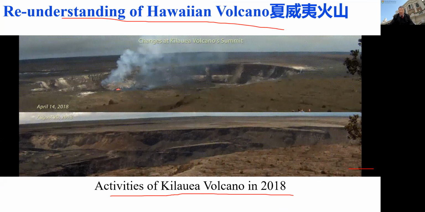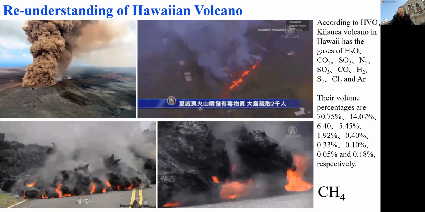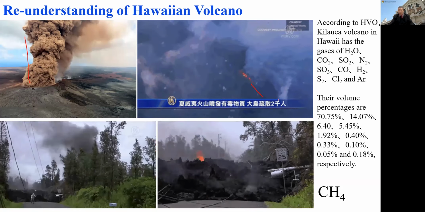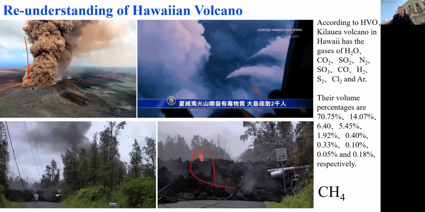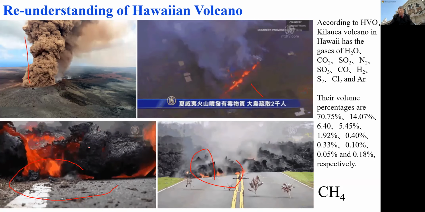And the chamber collapsed. So that's a chamber collapse, a huge chamber collapse. Then the gas comes out, and then the magma comes out. Then the burning lava, you see the lava burning here.